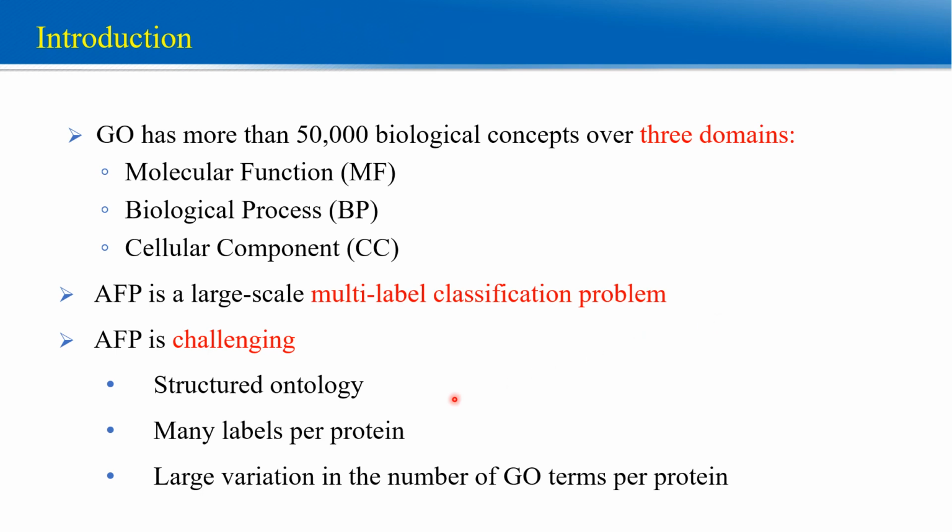First, GO is a structural ontology. How to deal with the relationships in it is difficult, and every protein can be associated with many GO terms. As we all know, large-scale multi-label classification is not easy. Moreover, there exists a huge variation in annotation. Some GO terms are annotated with many proteins, while some GO terms are only related to a small number of proteins.